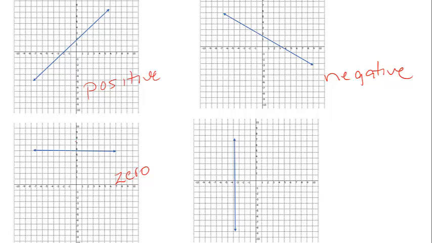And if you're not sure, you can always check it. You're not rising at all, but you are running. So it's 0 over some number. And this graph is a vertical line, which means it has an undefined slope. And again, we could check it algebraically, and we could pick a couple points and say that we are rising, but the run is 0. So it's some number divided by 0, and we know we can't divide by 0.